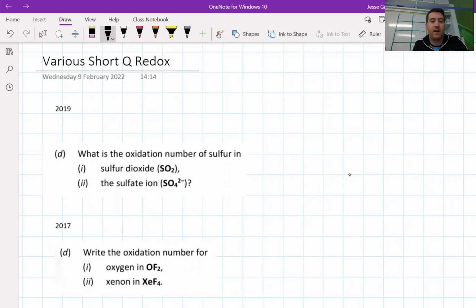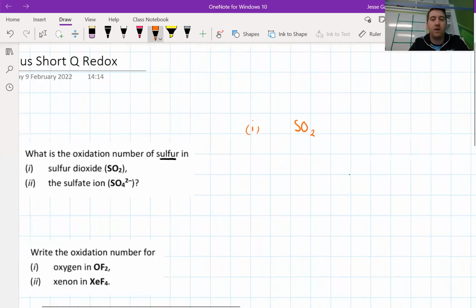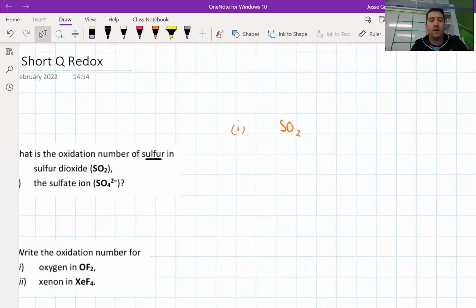This first set here was part D of the 2019 question 4, and you had 2 substances to assign oxidation numbers to. What they wanted to know is what's the oxidation number of sulfur in these 2 things. So we're going to do them one at a time. We'll do part 1, and the formula for this thing is SO2. So I'm going to get you to pause the video and go ahead, write this down, so you can figure out the oxidation number of sulfur. Okay, so you should only be playing if you've done that.